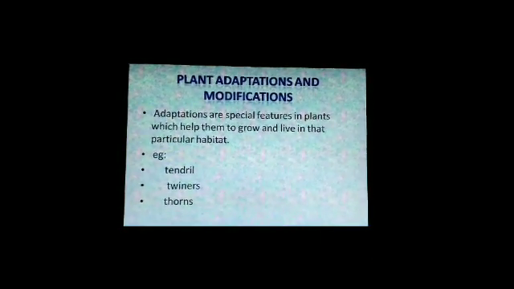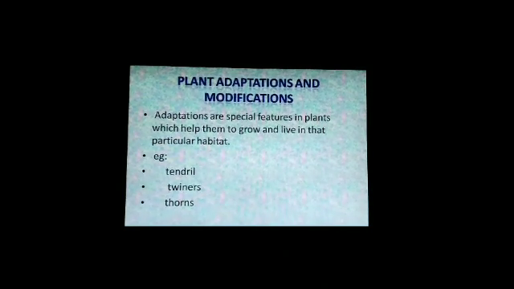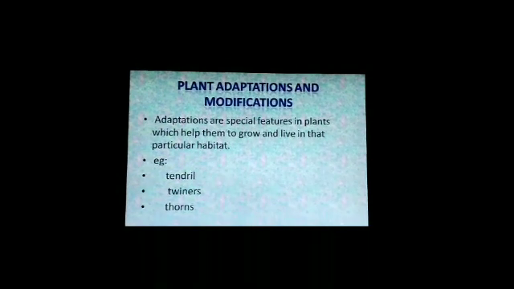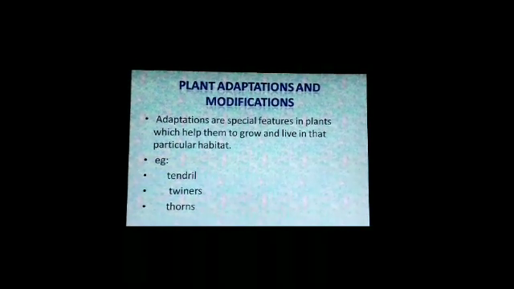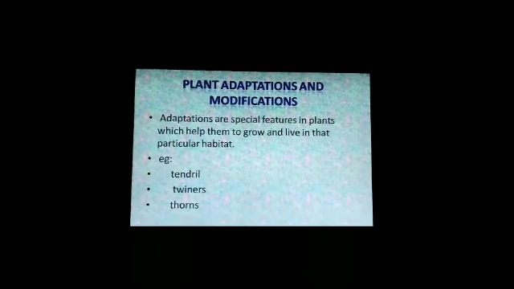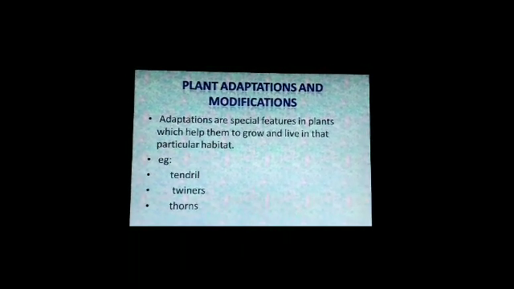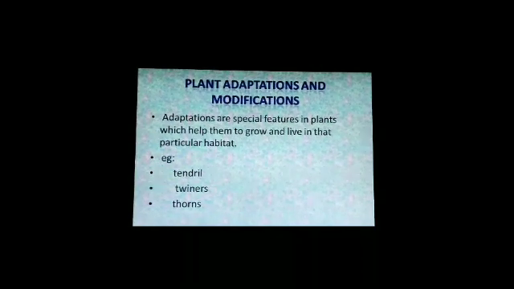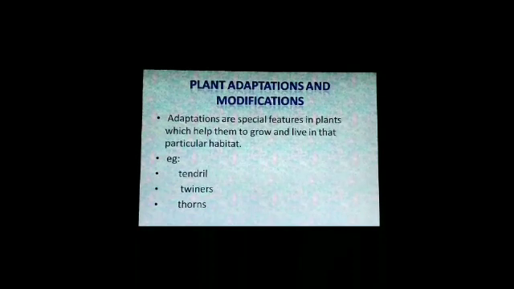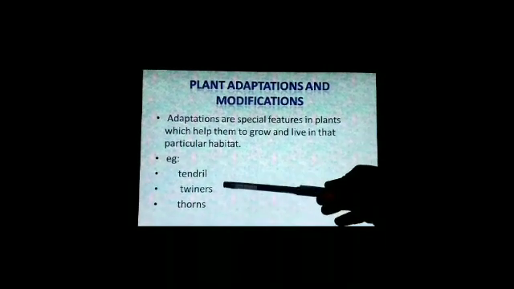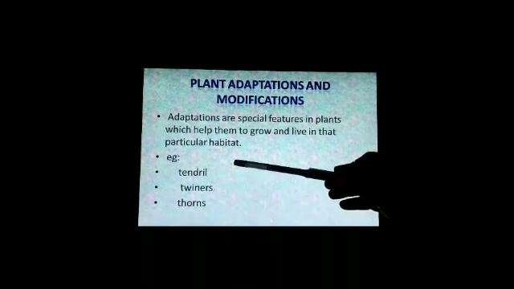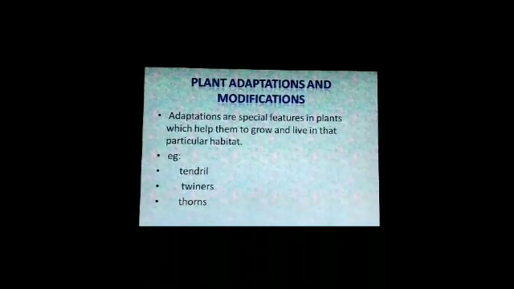Next, we are going to see about plant adaptations and modifications. Adaptation. What do you mean by adaptation? Adaptations are special features in plants which help them to grow and live in that particular habitat. For example, tendrils, twiners, thorns. Now we are going to see this in detail.